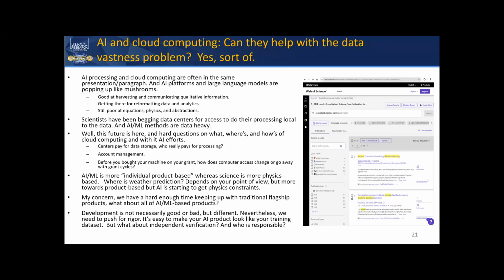For AI and machine learning, it's great for individual product-based needs. I need just an estimate of surface visibility, right? But if you need to do physics, where I need to know why the visibility is bad, that becomes more of a problem. And my concern is that it's hard enough keeping track of the flagship products that come out of NASA and NOAA and the Europeans and the Japanese. Now there are hundreds of AI machine learning products that are half-baked, and being able to sort through them and doing verification is a problem.